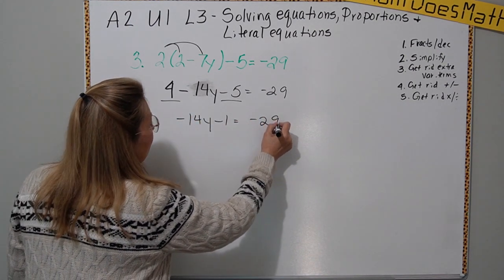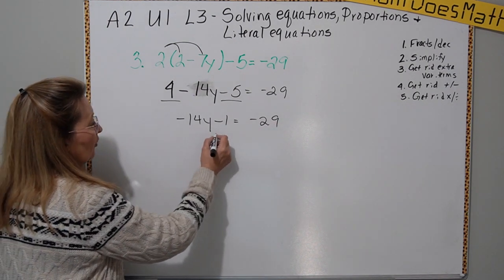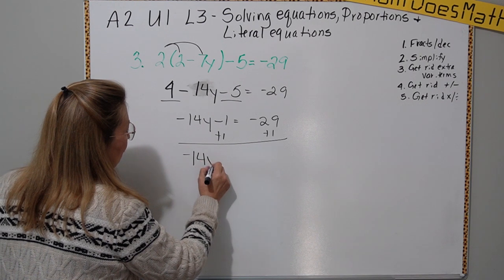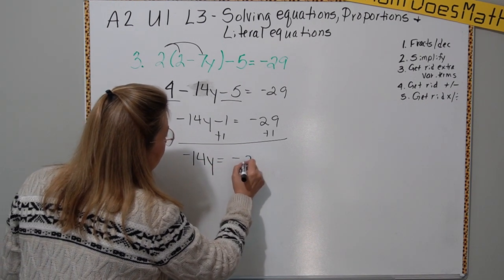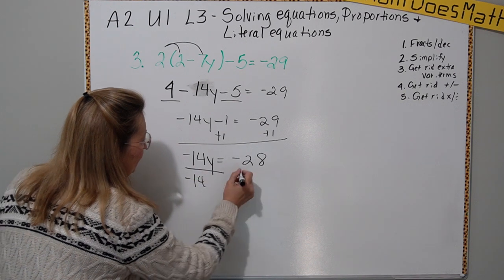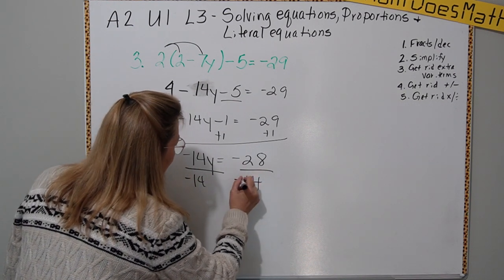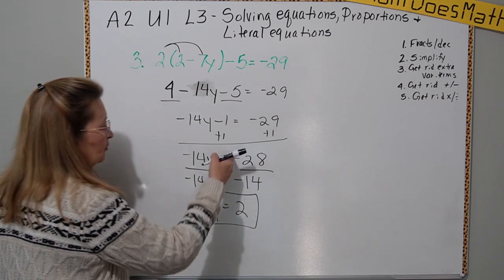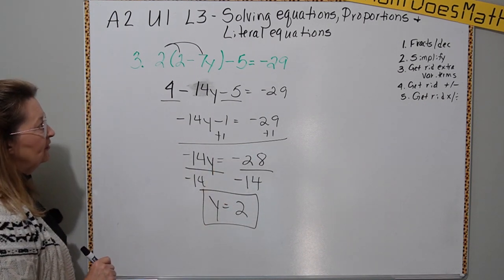All right, now we're going to add 1 to each side. So I have negative 14y is equal to negative 28. Divide both sides by negative 14. And y is equal to positive 2 because negative divided by negative is positive.